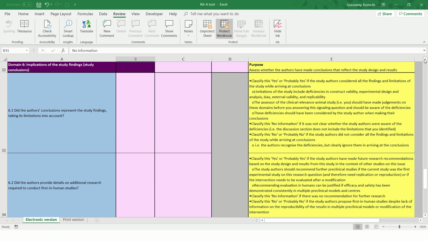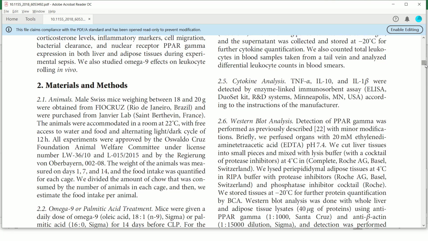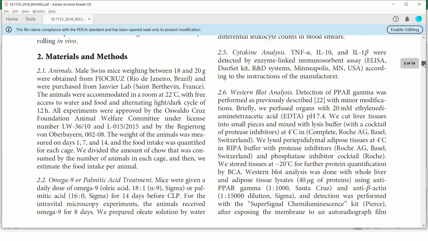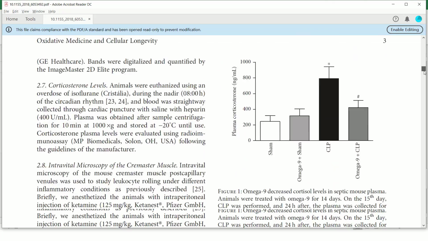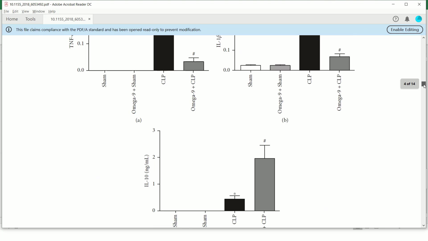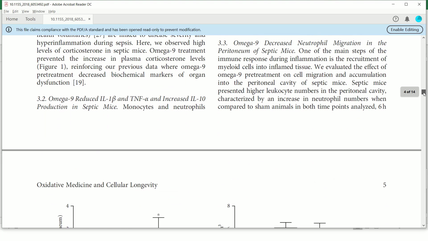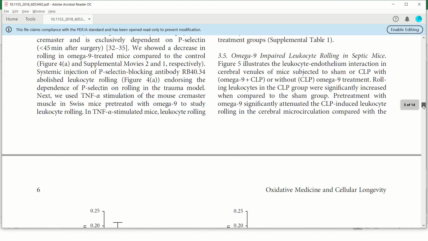So the next domain is implication. Did the authors' conclusions represent the study findings, taking its limitations into account? Let's see what they have concluded. What we know is we don't know about risk of bias and all of that. A lot of information was unclear, and that includes sample size. That could be random errors, systematic errors, measurement errors, and so on. There are all types of errors that are possible. We are not able to definitely say that they are present or absent.